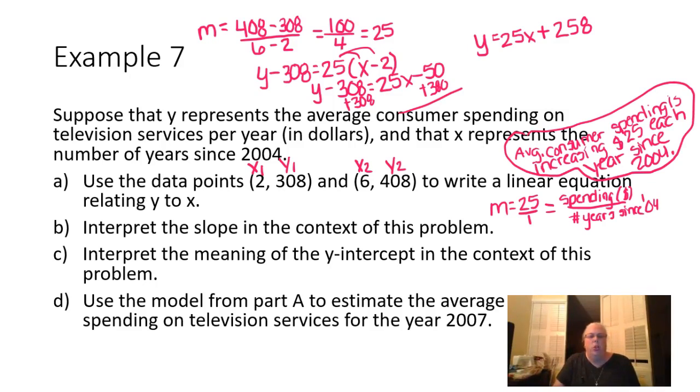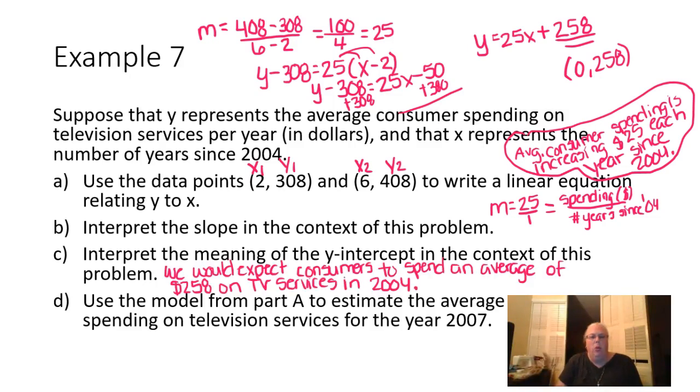C is asking to interpret the meaning of the y-intercept in the context of this problem. Now our y-intercept right here is 258. And remember, our y's stand for the average consumer spending on television services per year. And so the y-intercept would be the point (0, 258). And x stands for the number of years since 2004. So if no years have passed since 2004, that means that in the year 2004, we would expect consumers to be spending about $258 on their television services.